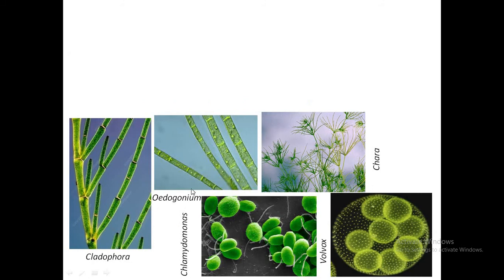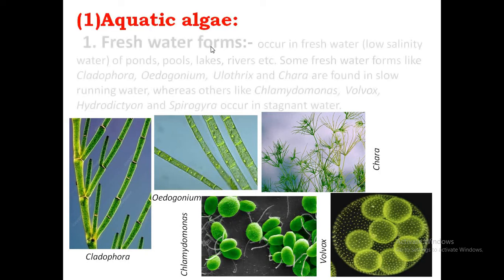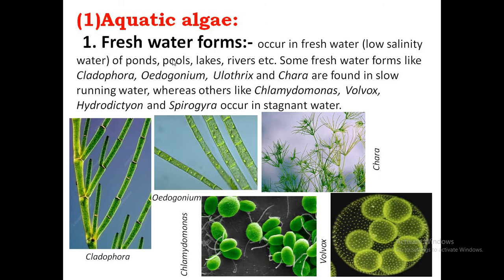Aquatic algae may be freshwater forms or marine forms. 1. Freshwater forms occur in freshwater, low salinity water, of ponds, pools, lakes, rivers, etc. Some freshwater forms like Cladophora, Oedogonium, Draparnaldia, and Chara are found in slow-running water, whereas others like Chlamydomonas, Volvox, Hydrodictyon, and Spirogyra occur in stagnant water.